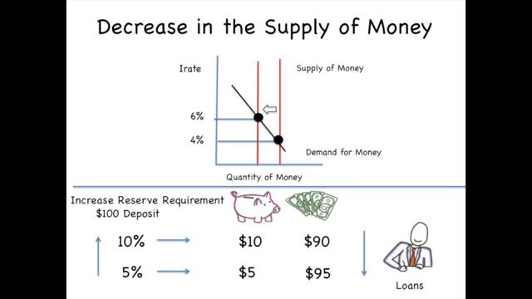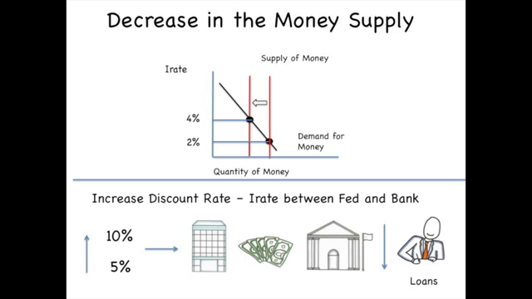The first way the Federal Reserve would decrease the supply of money is by changing the reserve requirement. By going from 5% to 10%, which would be an increase in reserve requirement, the bank would be forced to hold $10 instead of $5, and the bank could only make $90 worth of loans as compared to $95 of loans.